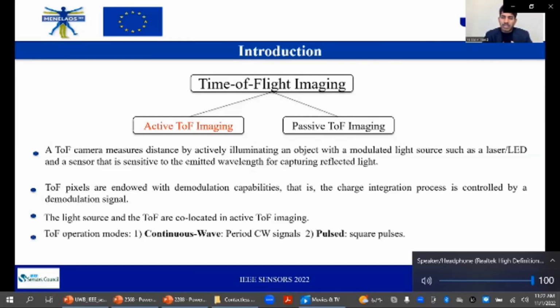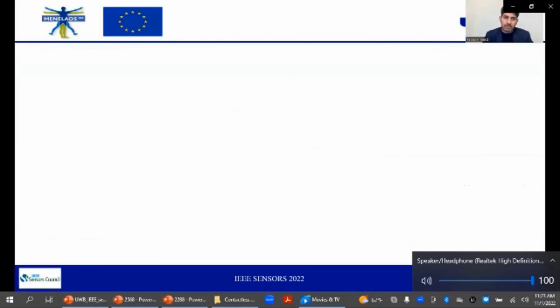And also, depending on the modulation waveforms, the ToF cameras are classified into two operational modes. One is the continuous wave, in which periodic continuous wave signals are used for illumination and also used for the demodulation control signal. In pulse wave, ideally square pulses are used for illumination and the demodulation control signal. In our approach, we are exploiting the pulse-based approach.